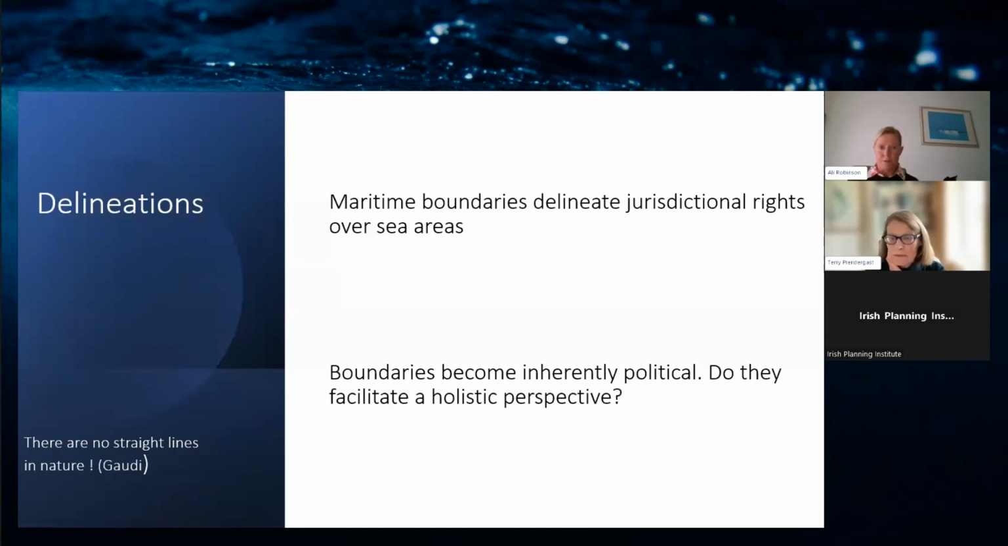They are very important. So, maritime boundaries delineate, I suppose, a member state's jurisdictional rights over its sea areas. But as Gaudi said, there's no straight lines in nature, and as a result, historically, boundaries have become inherently political. So the question here is, do boundaries facilitate a holistic perspective and support an ecosystems-based approach to MSP? I'll just leave that with you.